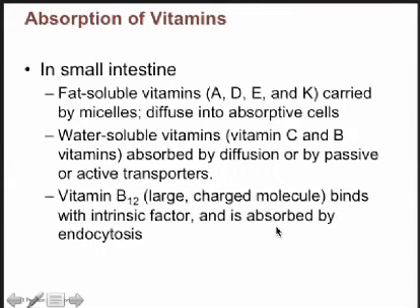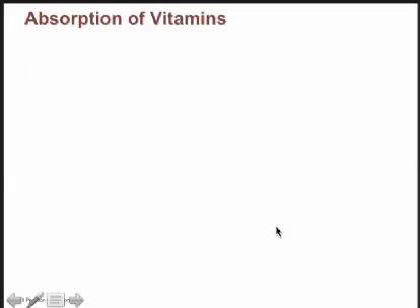B12 is an exception. It binds with intrinsic factor in the stomach and is absorbed by endocytosis. B12 is vital in hematopoiesis and in the production of DNA. A lack of intrinsic factor leads to a condition known as pernicious anemia that results in a decreased ability of the blood to carry oxygen because of a lack of red blood cells, and also a lower metabolic rate.